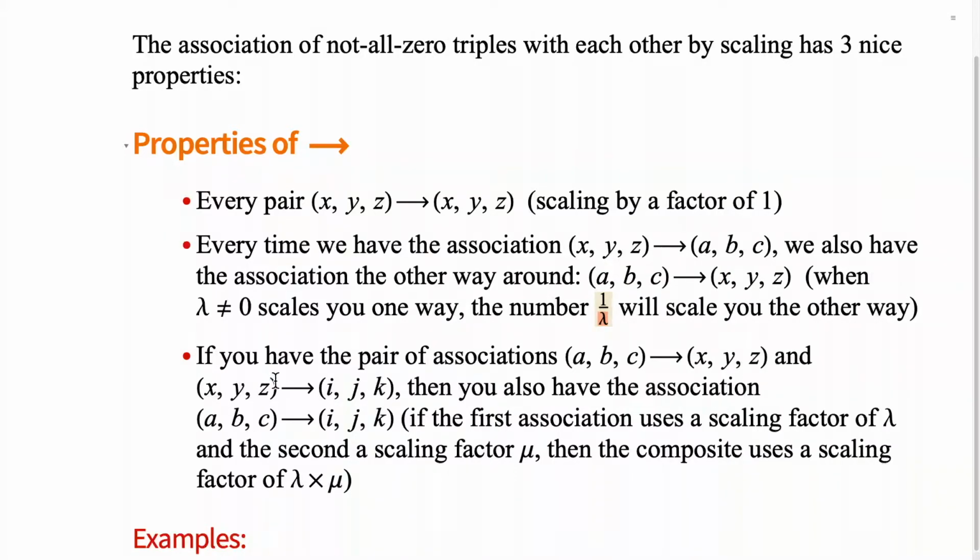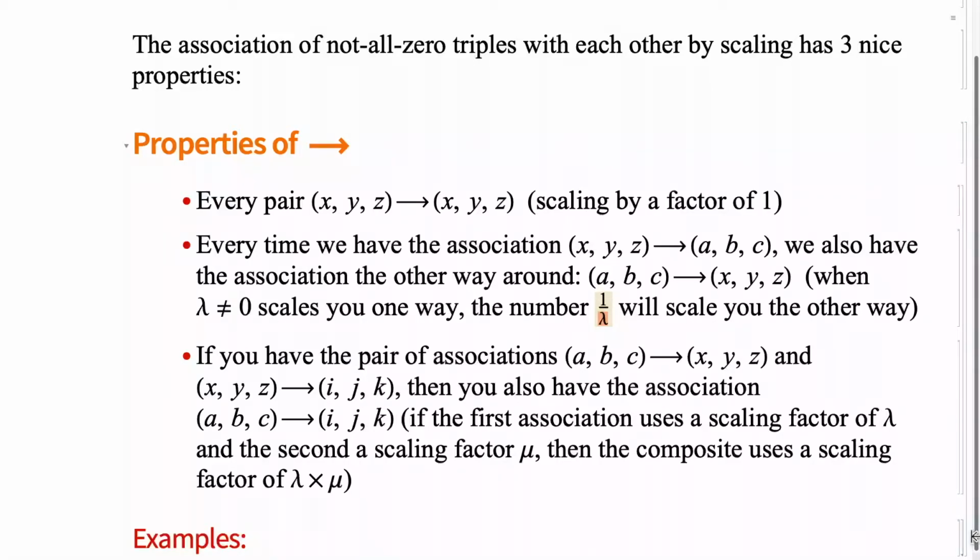And last, if you have the pair of associations, ABC is linked to XYZ, and XYZ is linked to IJK, then you'll also have the association ABC, that first one, is linked to IJK, the last one. And that's because if the first association uses a scale factor of lambda, and the second one uses a scale factor of mu, then the composite scaling will use a factor of just lambda times mu.